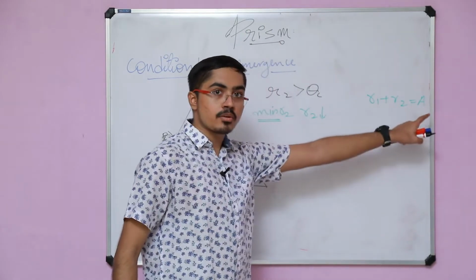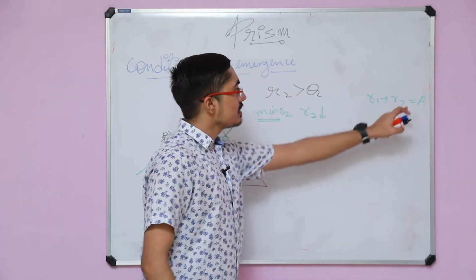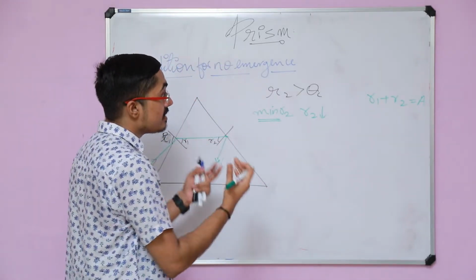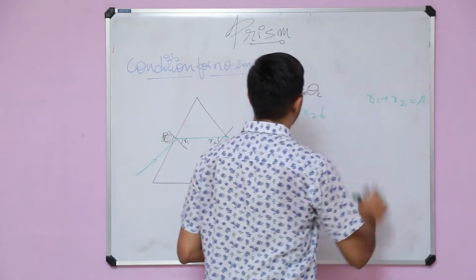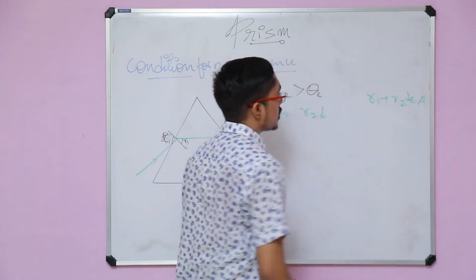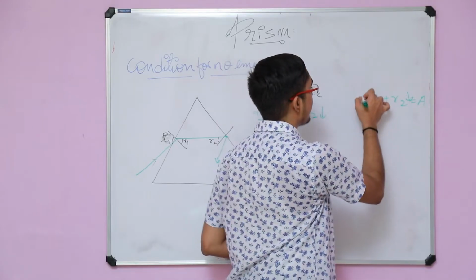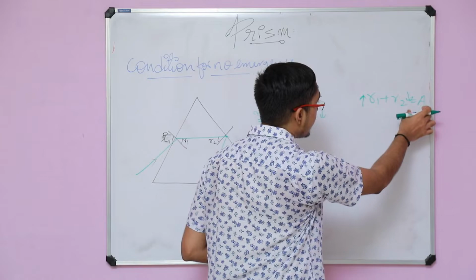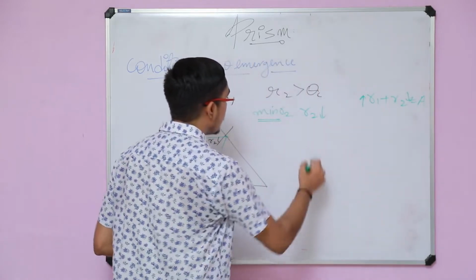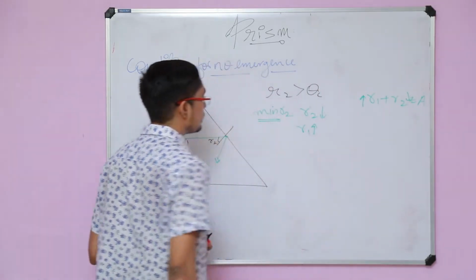A is a constant so far as I don't change the prism. A is a condition of the prism. A is an intrinsic property of the prism. So A is equal to R1 plus R2. As R2 decreases, to maintain A as a constant, R1 will have to increase. So as R2 increases, to maintain A as a constant, R1 will have to increase. So R1 will increase, right.